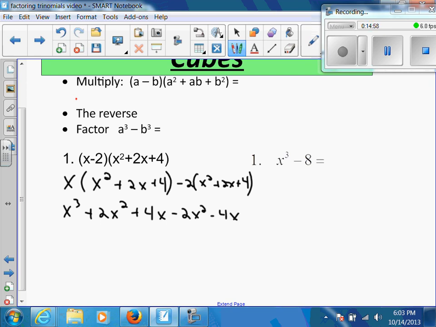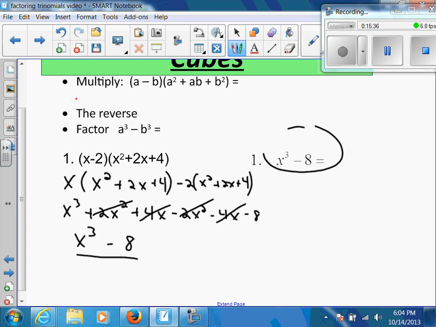Now I'm going to combine my like terms. X cubed, I have plus 2x squared minus 2x squared, so they cancel out. Positive 4x minus 4x, they cancel out. I'm just left with x cubed minus 8. Now, let's look at the answer we got. Can we check it? Y1 is my problem, Y2 is my answer. Well, let's look at the problem over here to the right. Oh, that's just my answer. Do we think there's a pattern? Well, maybe.